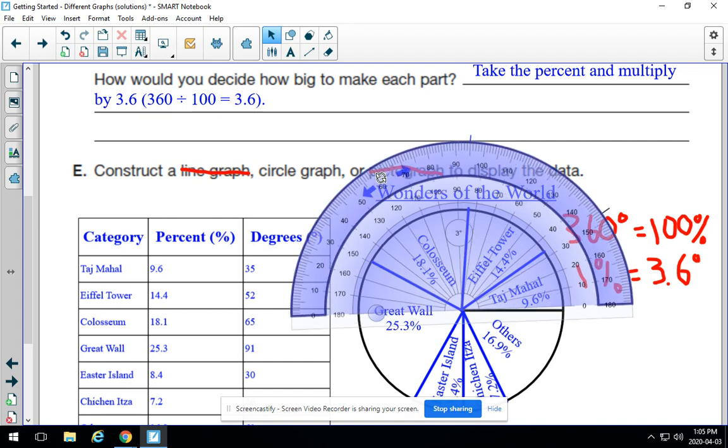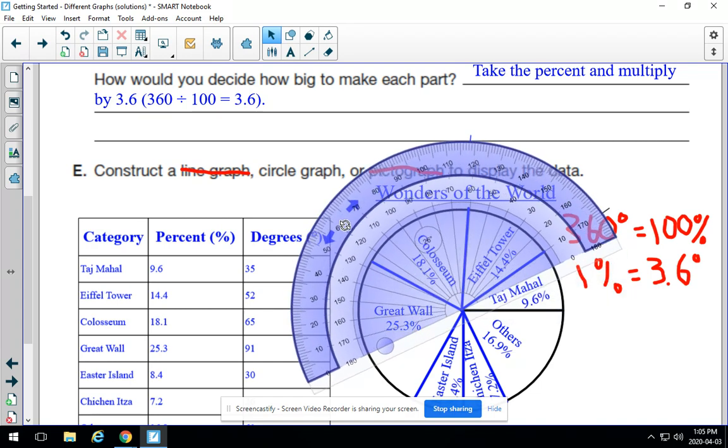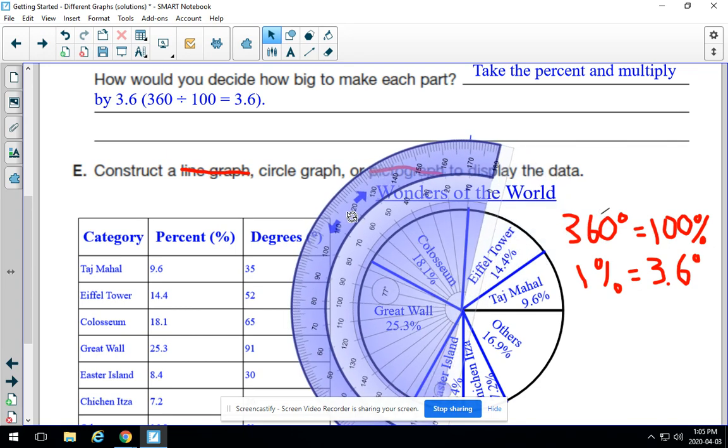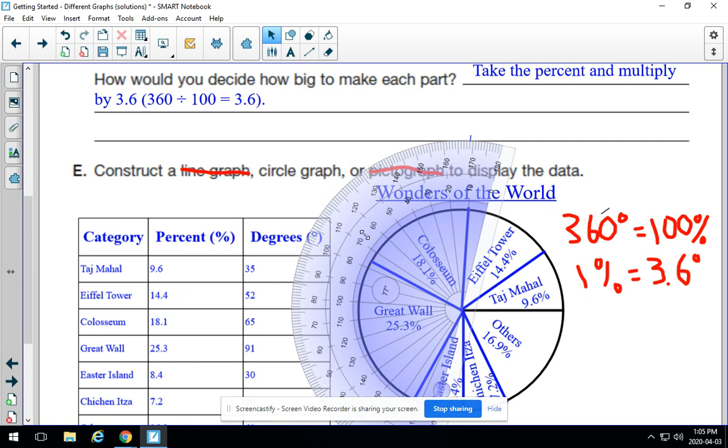I would then take my protractor, I would rotate it around so that the 0 is now lined up with the new line that I've made, right? I would measure again how many degrees the next one would be, which is Eiffel Tower, 52 degrees. I'd measure that on my protractor, and then again draw a line from the center out to the edge of the circle, 52 degrees, label it Eiffel Tower, 14.4%, and continue around likewise all the way around the circle, okay, measuring each angle as I go.